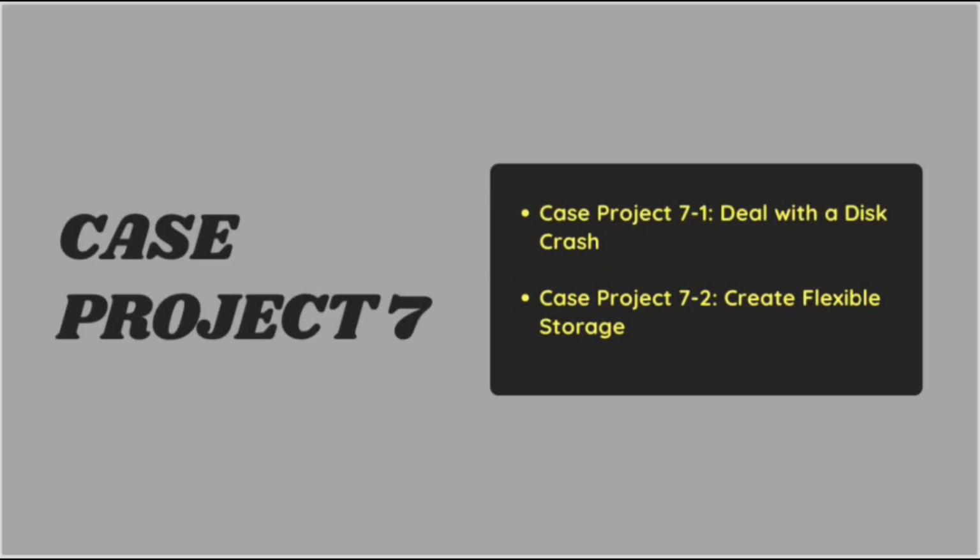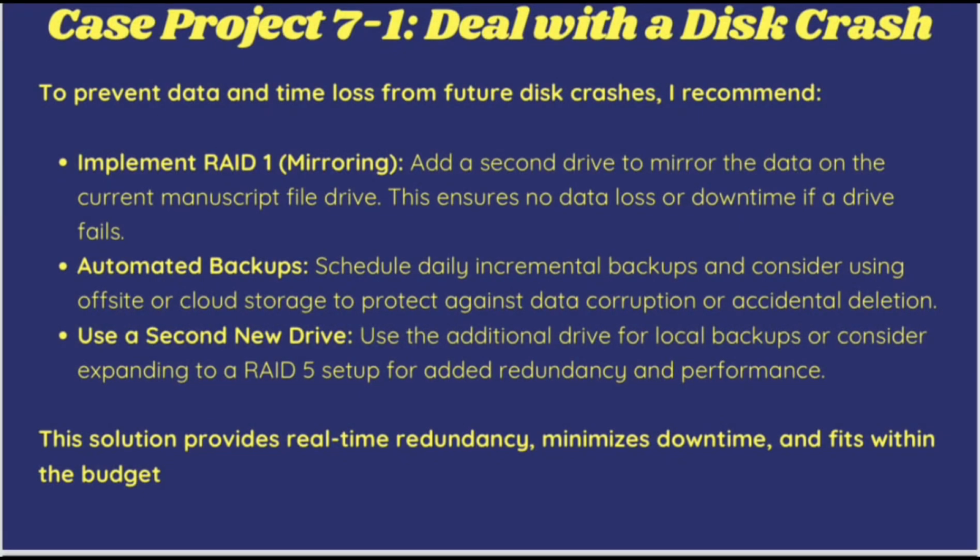Case Project 7, deal with the disk crash. Create flexible storage. Deal with the disk crash. To prevent data and time loss from future disk crashes, I recommend first, implement RAID 1 mirroring. Second, automate backups. And third, use a second new drive. This solution provides real-time redundancy, minimizes downtime, and fits within the budget.